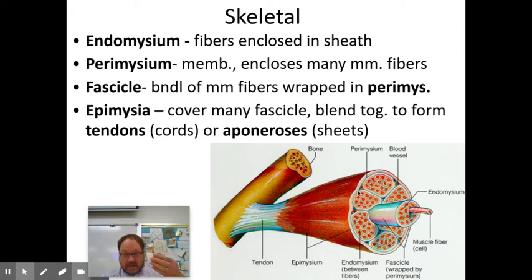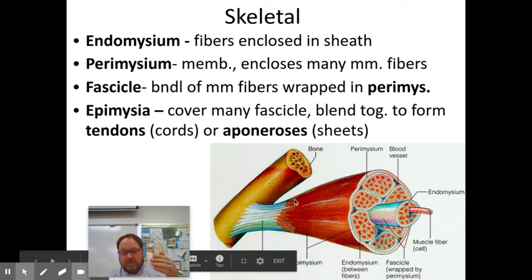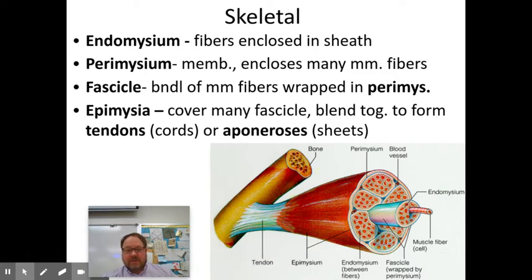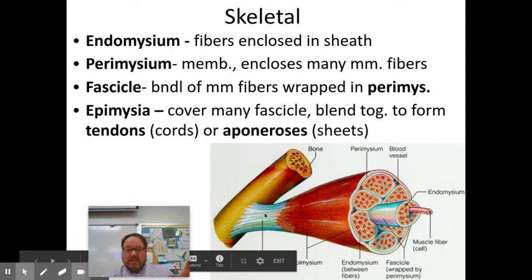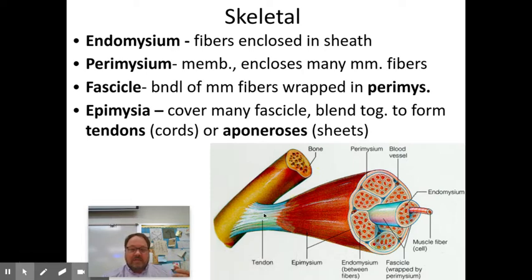Now, what can happen then is the muscle cells will stop, which is what we see in this illustration here, where the red stops, but the connective tissue continues on. That connective tissue can then form tendons or aponeuroses. Okay, so again, when all that connective tissue extends beyond the muscle, then we either refer to it as a tendon or an aponeurosis.